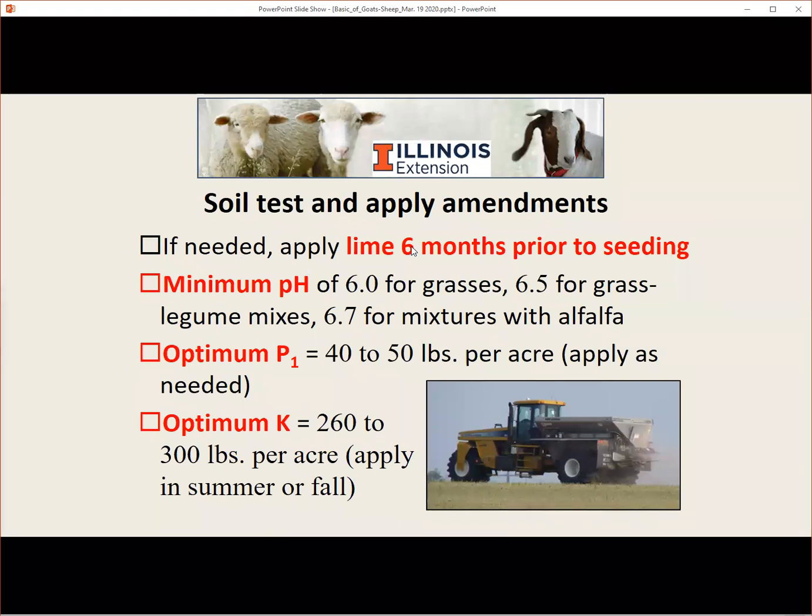It's going to tell us our pH. If we're reseeding a new pasture, we want to get that limed ahead of time for the seeding, so the lime has time to interact with the soil. We want a minimum pH of 6 for a solid grass pasture, and around 6.5 for grass legume mixes, and a little higher than that for alfalfa. As you can see, there's also what we need for our phosphorus and also for our potassium. These can be applied as needed, summer or fall, to keep that going.